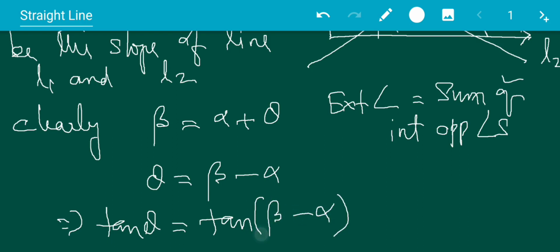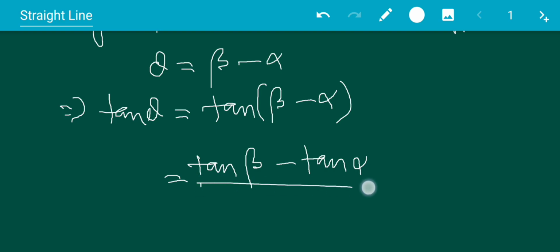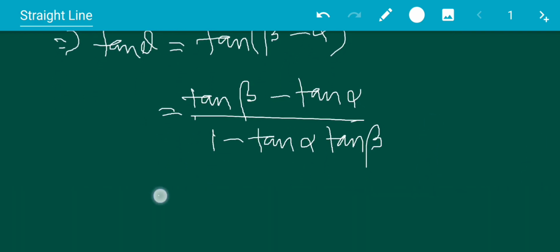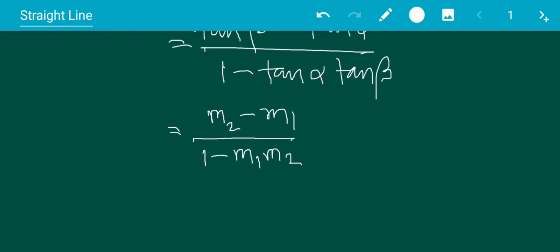We have a standard trigonometric result which shows that tan beta minus tan alpha divided by 1 plus tan alpha tan beta. So from here I can write m2 minus m1 whole divided by 1 plus m1 m2. So this is tan theta.